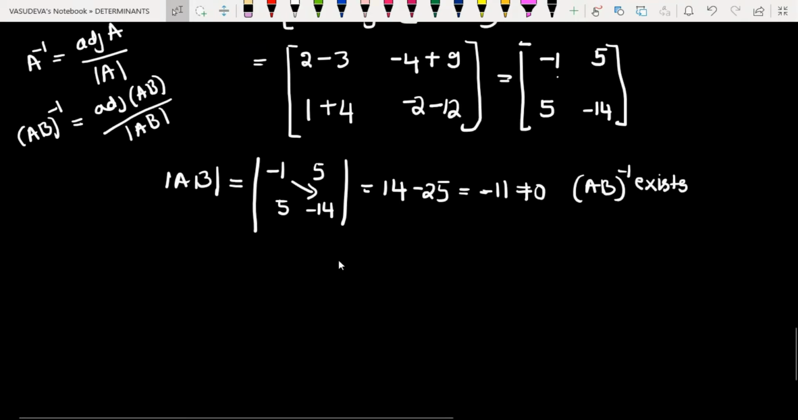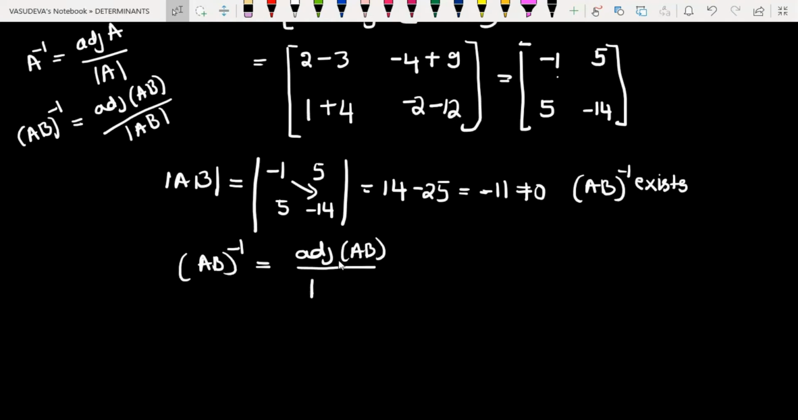So AB inverse exists and is given by the inverse of AB is equal to adjoint of AB divided by determinant of AB. So let's find out the adjoint of AB.